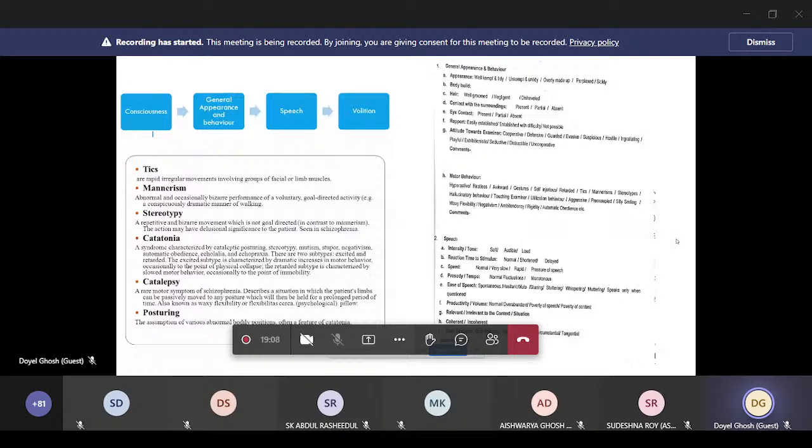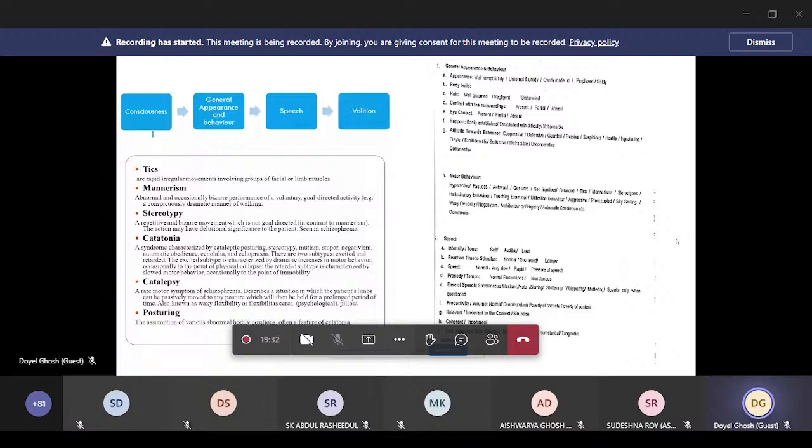Is there any poverty of speech? The person is not speaking at all. Or poverty of content? The person is speaking, but the content remains the same, only talking about religious things and only about it. A person is only talking about cars and not anything else. So there is poverty of content.